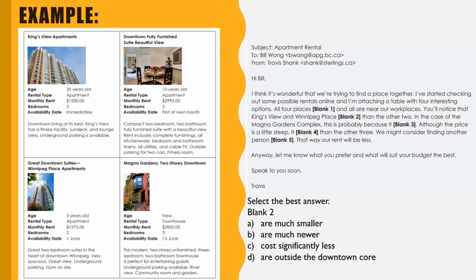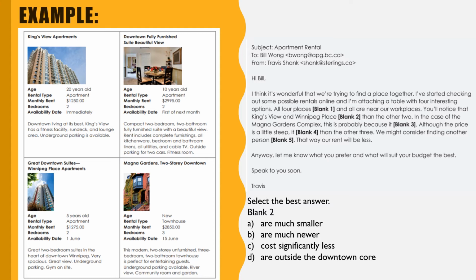Now you can also apply the technique of eliminating the wrong answers. We will go one by one. First, option A is are much smaller. When we talk about size in rentals, we mean the number of bedrooms. Since Kingsview and Winnipeg Place are the same size as the other option, that is 2 bedrooms, this cannot be the correct answer. So A will be eliminated. Option B, are much newer. Magna Gardens is the newest of the 4 rentals, as you can see, so this answer cannot be right. B will be eliminated.